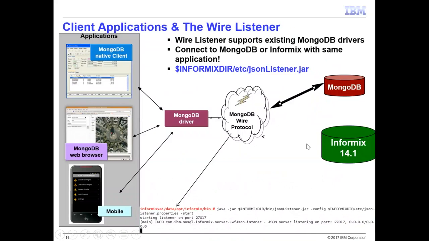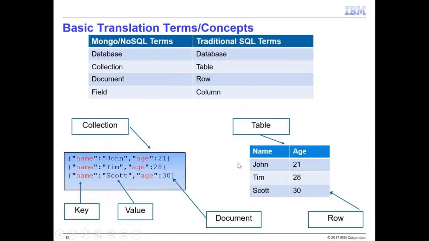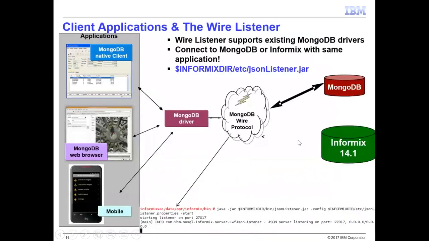So this is your wire listener in theory. Whoops, what happened? Okay. We can go back and forth through the wire listener. MongoDB is what it's based on. We can do this from mobile, a web browser, or a native client. The wire listener supports existing MongoDB drivers, so you connect to MongoDB or Informix with the same app.